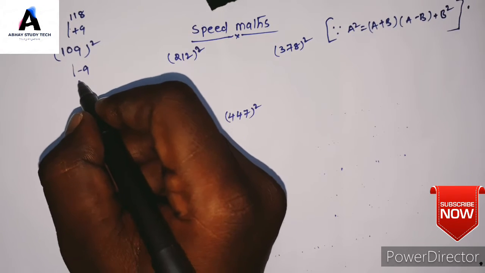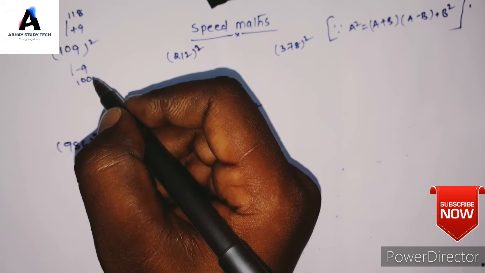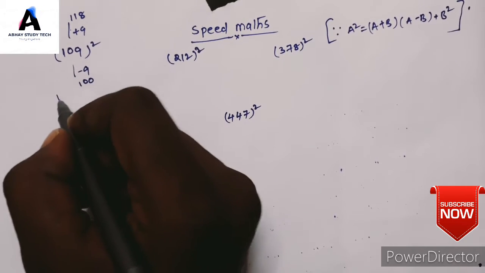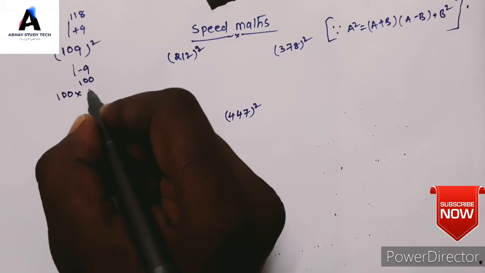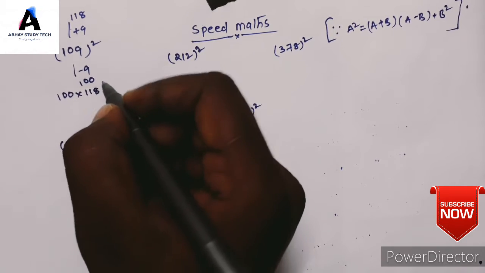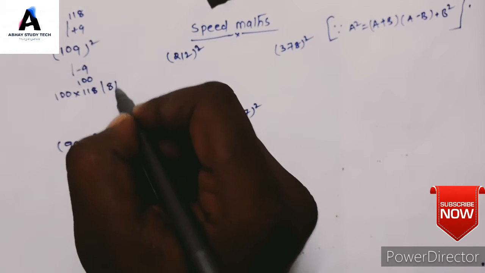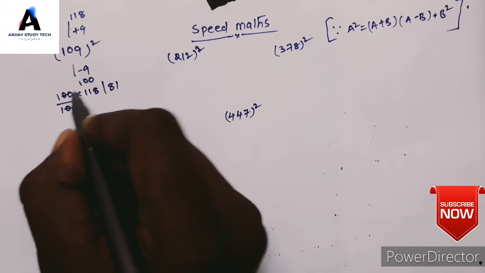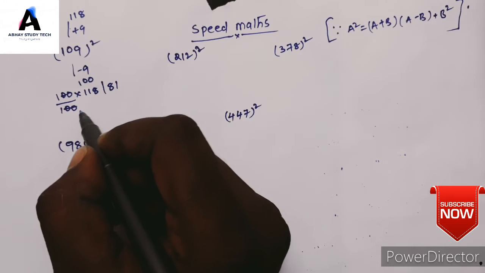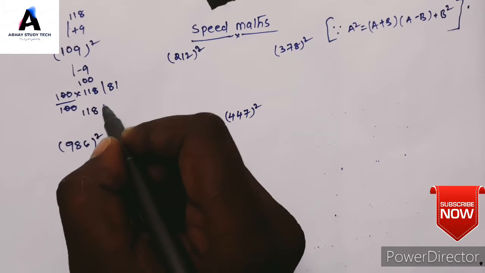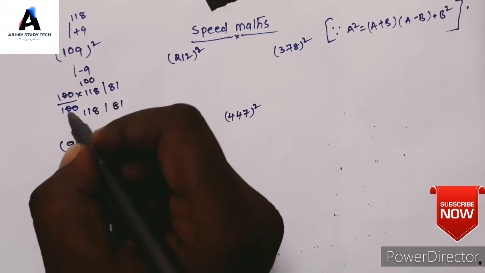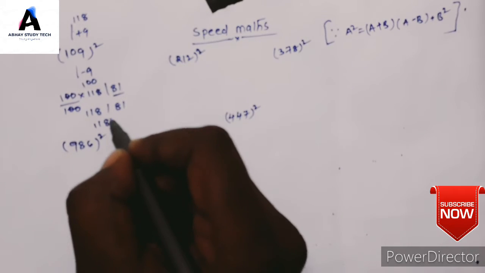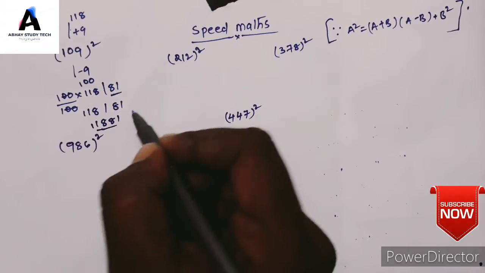109 minus 9 is 100. We can write as 100 into 118. 9 square is 81. Divided by 100, these two zeros cancel. 118 into 81. We are dividing by 100, so we write these two numbers. 118, 81 is the answer.